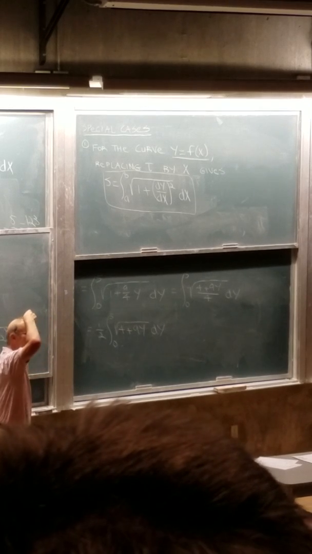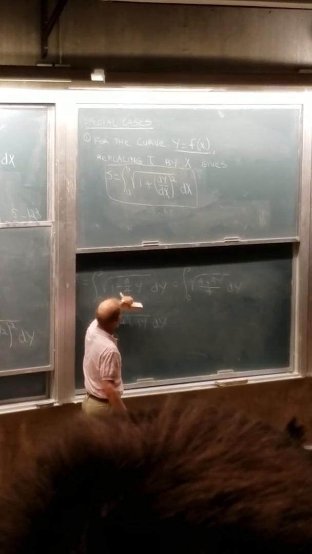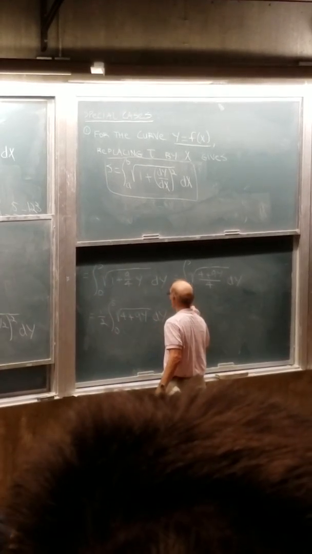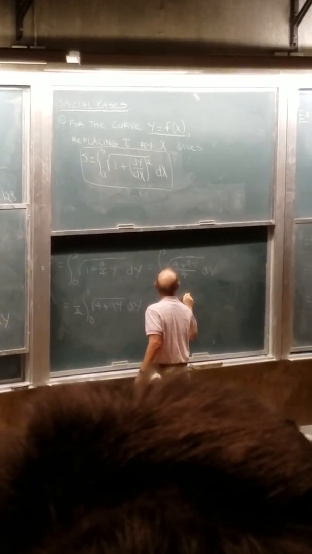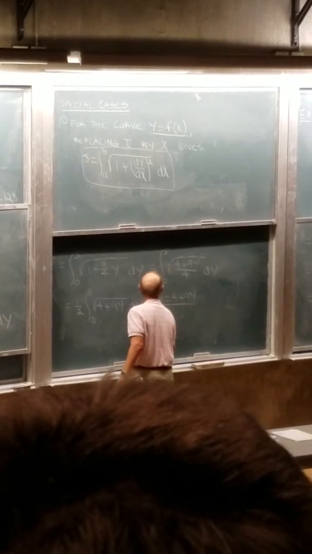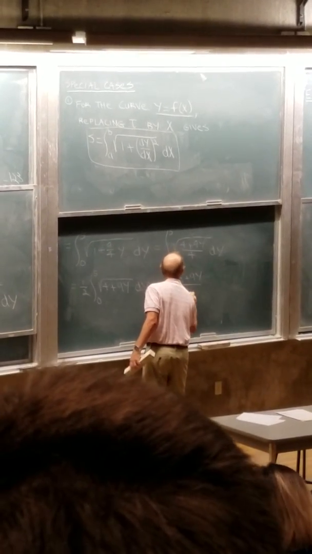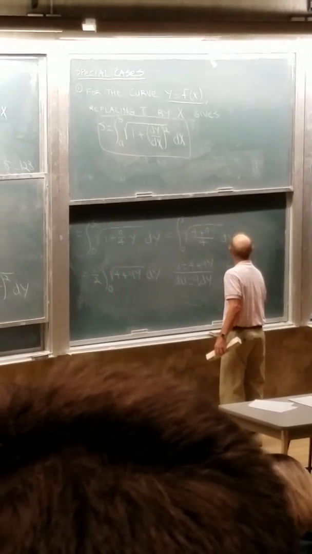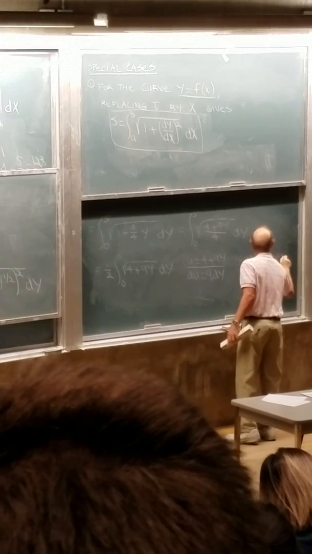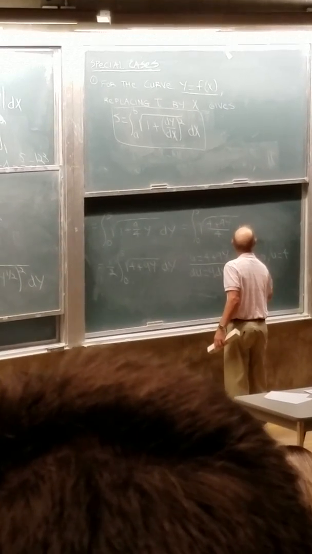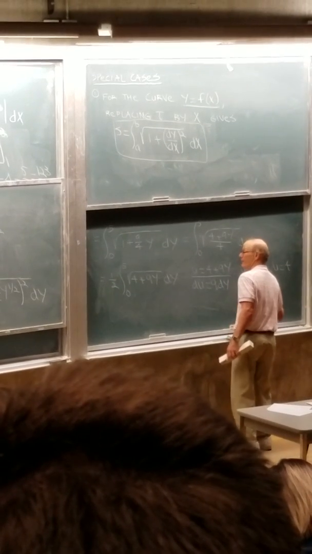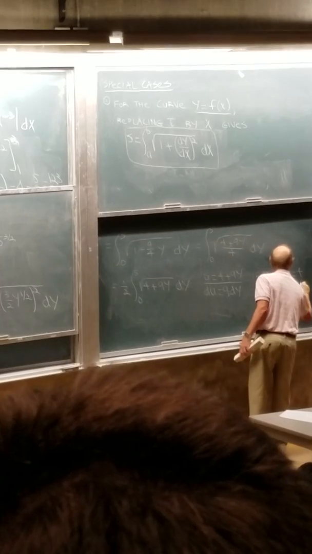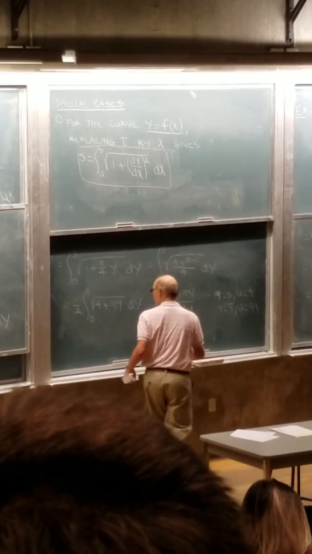If you wanted to, you could just substitute u equals 1 plus 9/4 y right there. But now let's substitute u equals 4 plus 9y. And then du is going to be 9 dy. And if we change the limits, if y equals 0, we'll get u is equal to 4, and if y is equal to 5, we'll get u is equal to 49. So those will be our new limits.